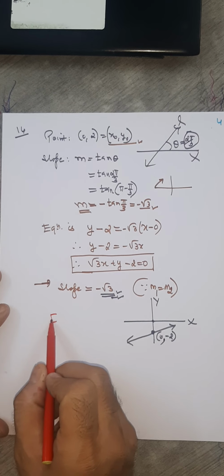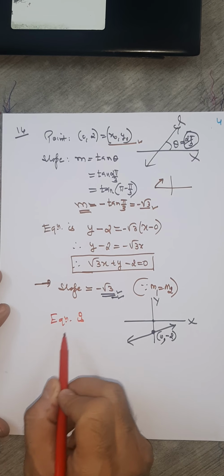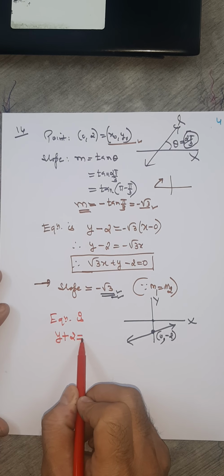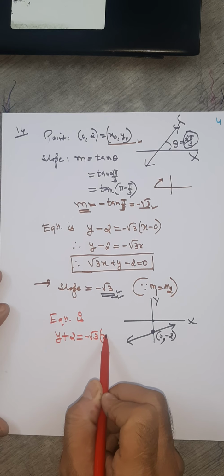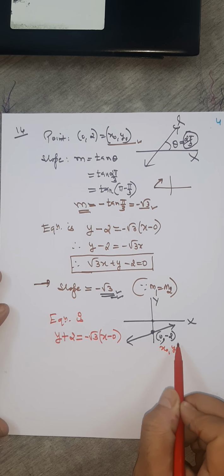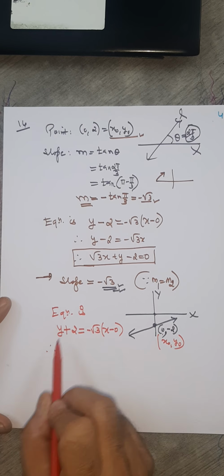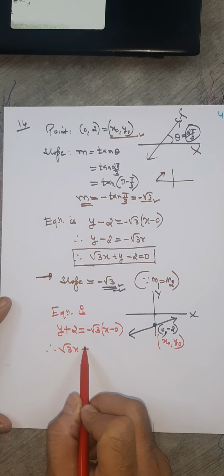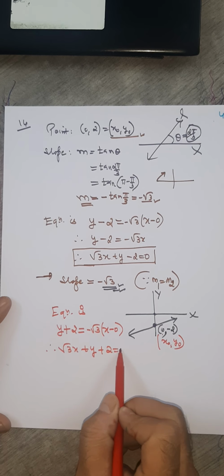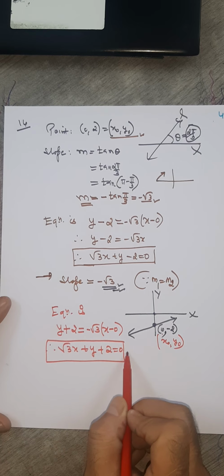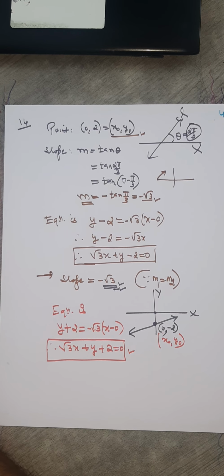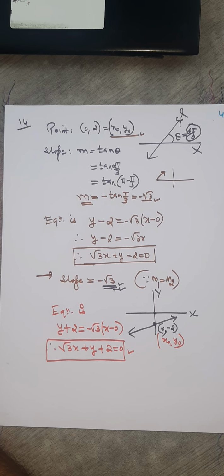So now the equation is here. The equation is y minus y0, that is minus 2, so this will be plus 2. The slope is root 3, times x minus x0. This is your x0, y0 in this sub-question. So take root 3 x over here: root 3 x plus y plus 2 equals 0. This is the required line for the other sub-question. Fine, nice. Let's go to the next question.